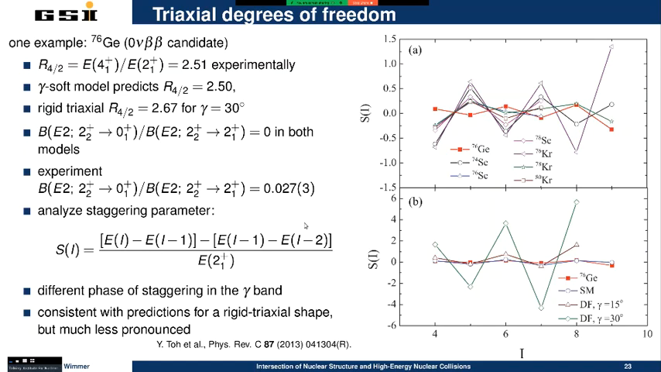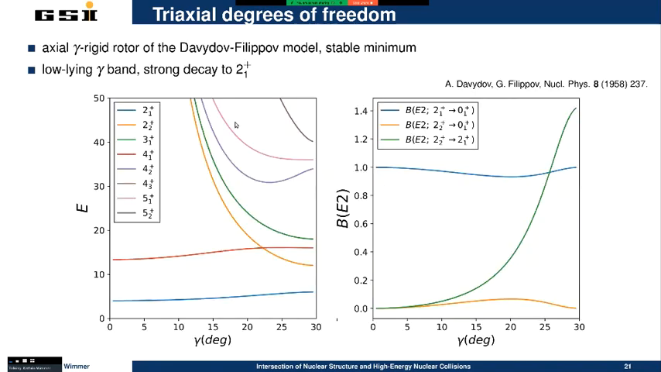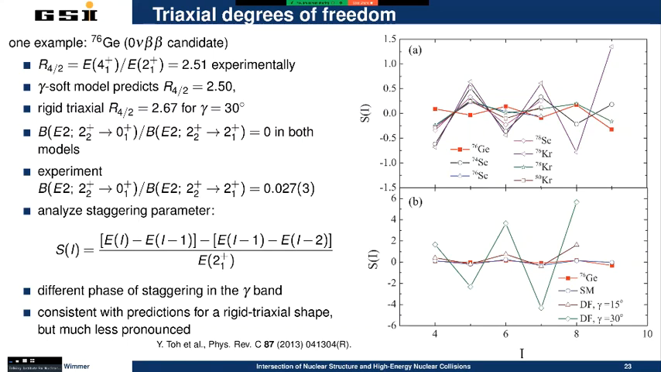You have models, those are not models, right? Yes, those are different models. These are the two different models. Sorry, there's no label. The right one is this Wilets-Jean model of the gamma softness, and the left one is the same as this one, the Davydov-Filippov model of the rigid rotor. But this model independence, because they all assume the rigid. No, the gamma soft does not assume rigid. Okay, so different gamma soft models, and they all have the same band structure. That's what you mean. Yeah.